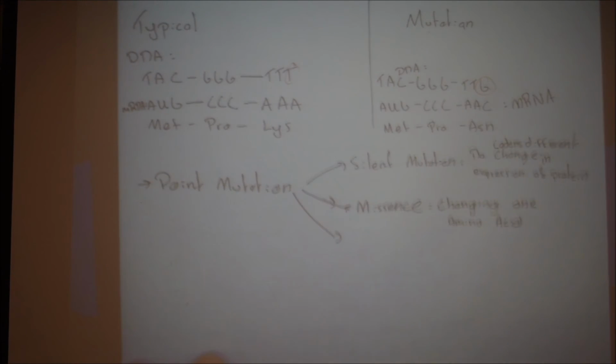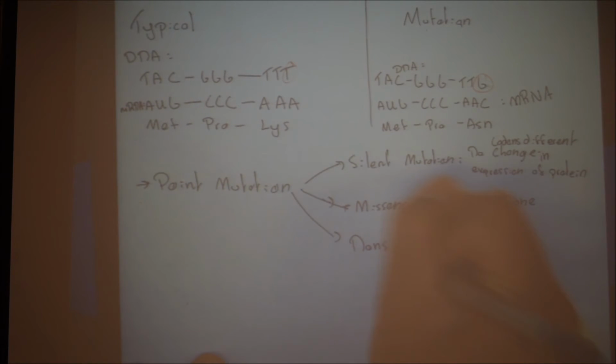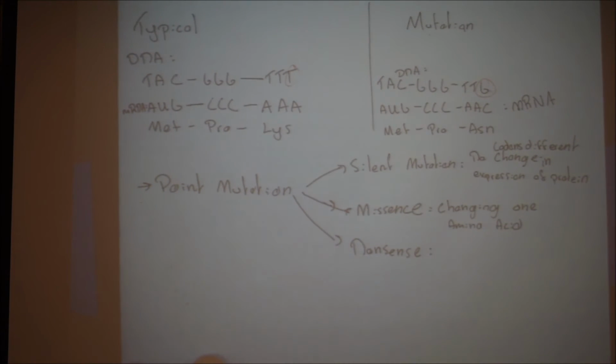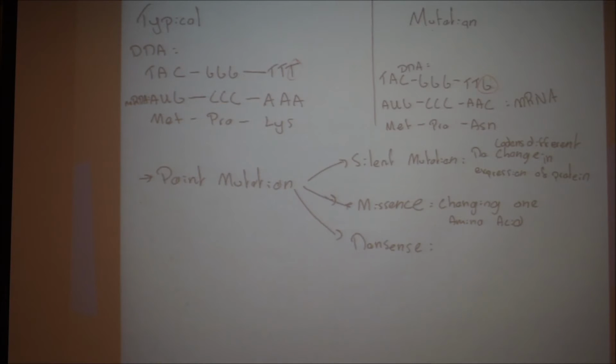Okay, let's go ahead and go to the next one. So we had silent, we had missense, and now we're going to have nonsense. Who can tell me what a nonsense mutation is? What is that getting you? It's not getting you a different amino acid, it's not getting you the same one, instead it's getting you this special thing, it's getting you an early stop codon.